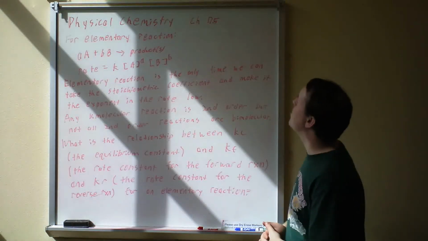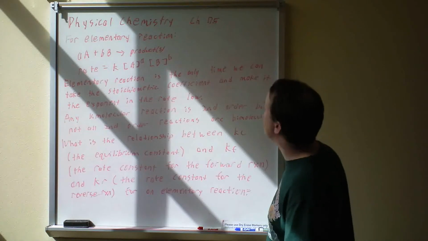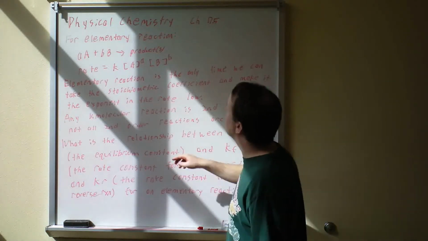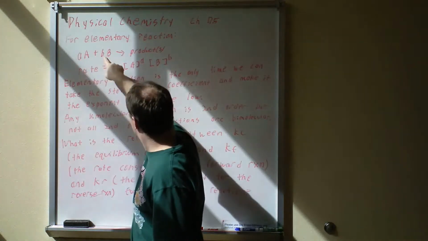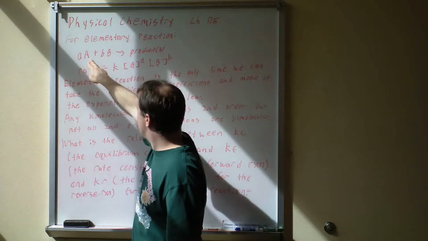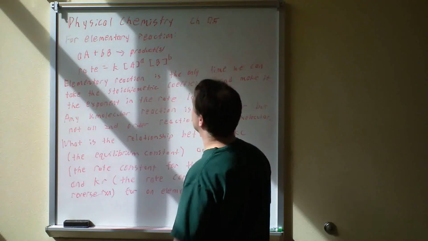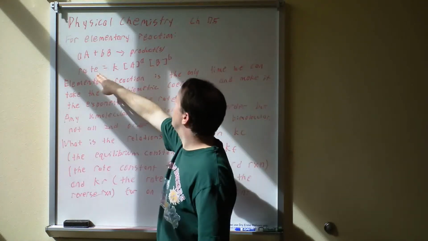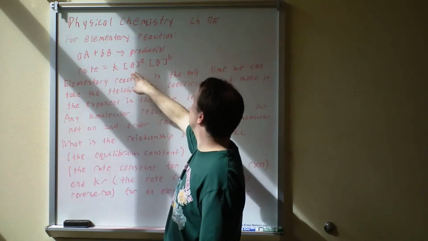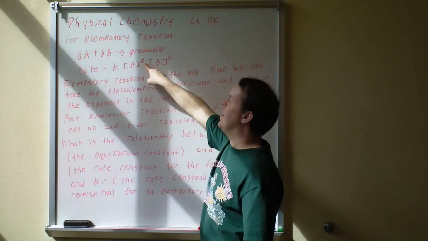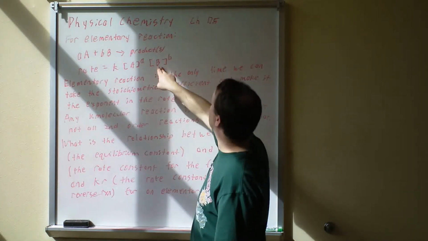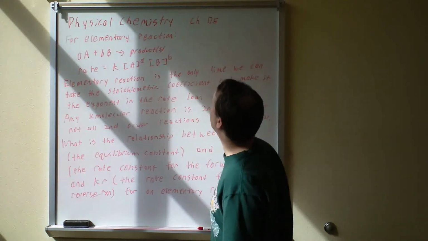Okay, continuing on physical chemistry, chapter 17, section 5. For an elementary reaction, we're going to say we have A and B going to products, but this time we're going to leave in the stoichiometric coefficient. So we have lowercase a of A and lowercase b of B going to products. Now we can say that the rate is equal to k times the concentration of A to the a-th power. That's a lowercase a, not a number 8. And then the concentration of B to the b-th power.